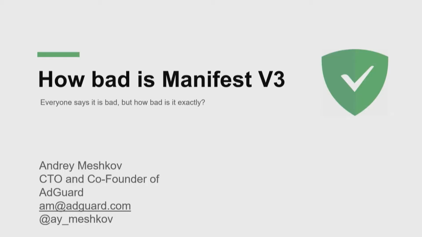And today's topic is Manifest V3. So AdGuard started as a network-level ad blocker for Windows, but now we make a lot of different products, a VPN, an ad blocker, a DNS, and of course, we make lots of browser extensions. It's not just an ad blocker. It's also a VPN extension, an assistant extension for our desktop products, and so on and so on.